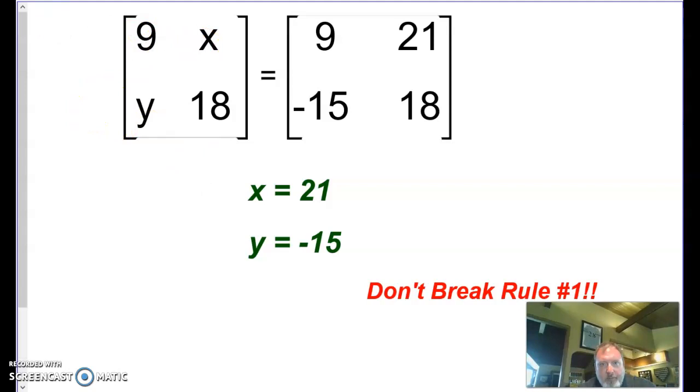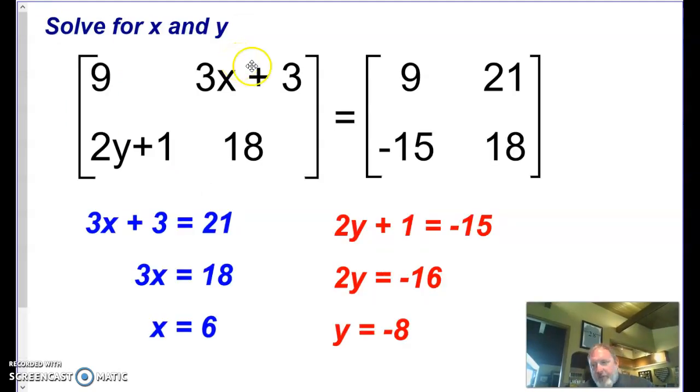Okay, so now you see first matrix equal to the second one. Instead of just x or y, now we have an algebraic expression. So 3x plus 3 is going to equal 21, and 2y plus 1 is going to equal negative 15. And now I just have two linear equations. I'm going to solve this one for x, so subtract 3 over and divide, and over here subtract 1 and divide by 2. So again, we can solve for x and y here. It's a couple more steps than the previous slide, but same idea.